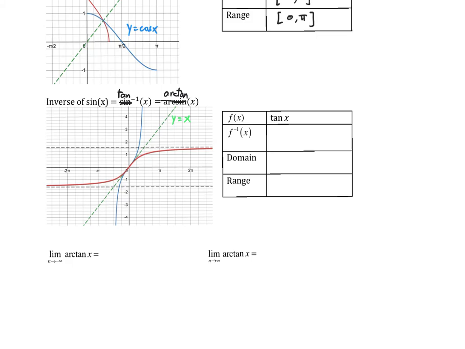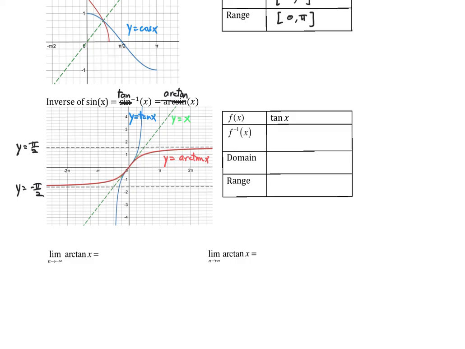The blue graph was my restricted tangent. So this is y is equal to tangent x. And the red graph is my inverse. So that's y is equal to arctangent of x. Now I want to draw special attention to those asymptotes that we have. So this first horizontal asymptote is y is equal to pi/2. And the second horizontal asymptote we have is y is equal to -pi/2.